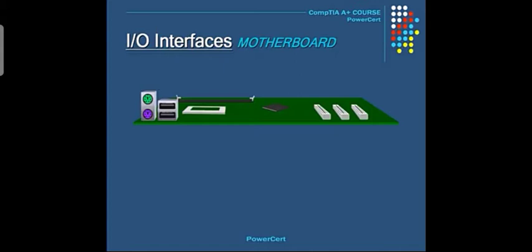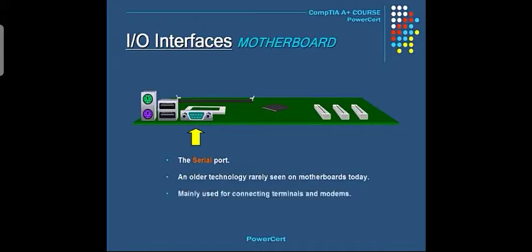Another interface that can be found in older motherboards is the serial port. The term serial refers to sending data 1 bit at a time. The serial port is an older technology interface which is rarely seen on new motherboards today. Back then, this was mainly used for connecting terminals and modems to computers. But now it has been widely replaced by the faster USB interface. The most common interface of a serial port is the RS-232 standard, which uses the common D connector, such as the DE9.